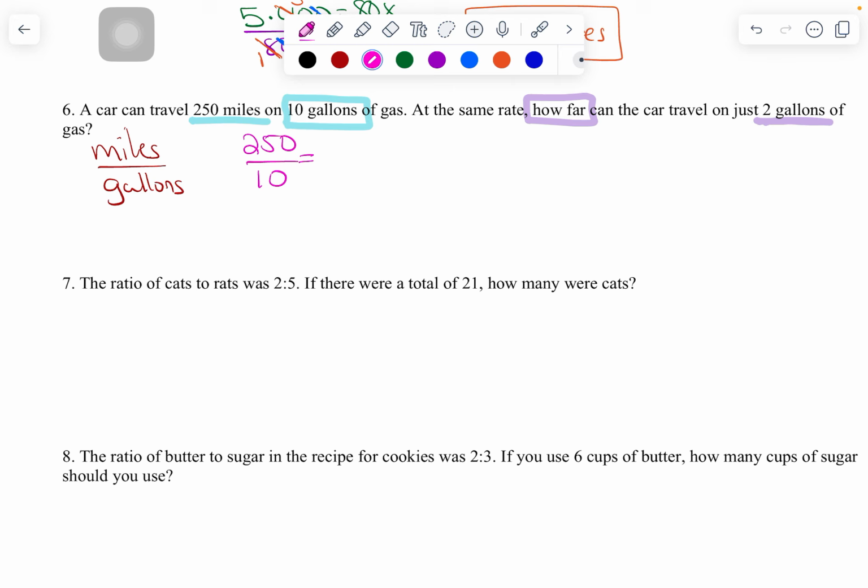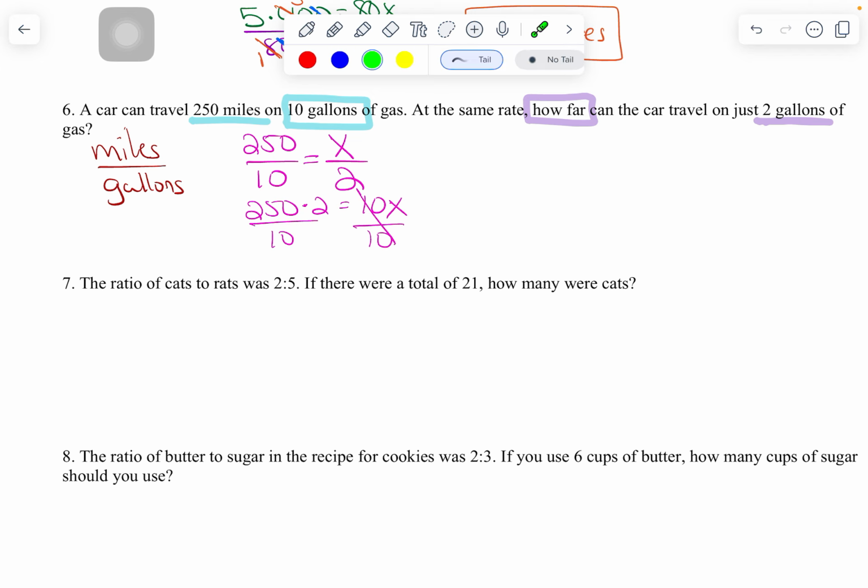And it says, how far can it travel? Well, the how far part, that's my question, that's going to be my miles. So there's my X over 2 gallons of gas. So I've set up the proportion. That equal sign in the middle is horrible looking, so let me shift it over a little bit. There we go. And then we're going to cross multiply. So if I cross here and cross here, we've got 250 times 2 equals 10 times X. And I'm going to divide both sides by 10.